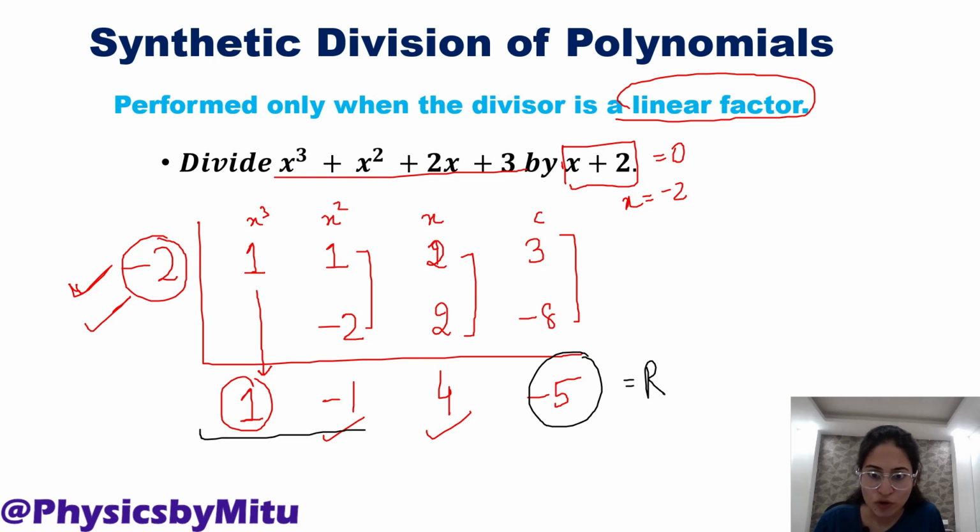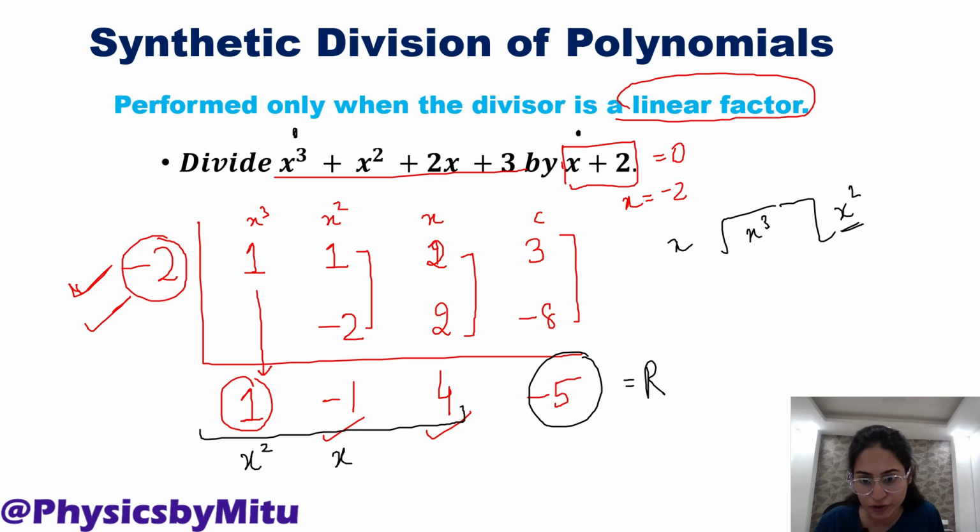और यहाँ से आए आपके coefficients of the quotient polynomial. You are dividing a cubic polynomial by a linear polynomial. Therefore, quotient polynomial should be quadratic. Cubic को अगर आप divide करते हो एक linear से तो आपका quotient quadratic polynomial आना चाहिए. So these are coefficients of the quadratic polynomial. This is coefficient of x square, this is coefficient of x, and this is the constant term. So your quotient polynomial is x square minus x plus 4 and remainder is minus 5.